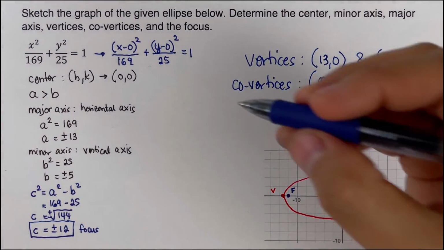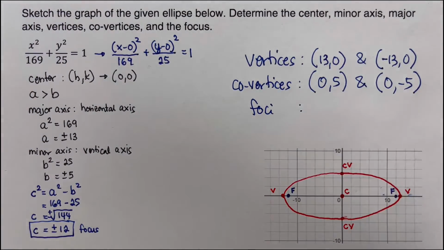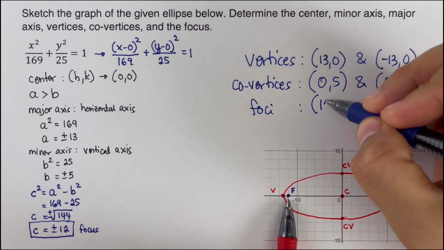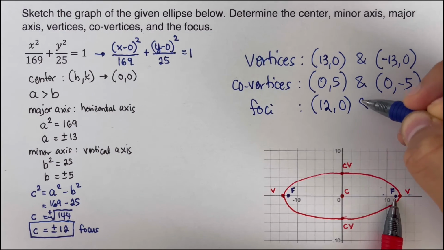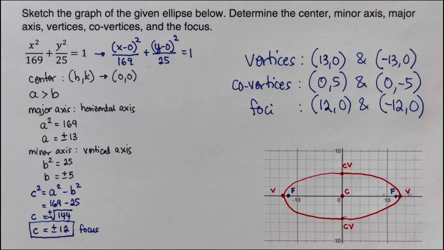And the two foci are located on these points. So this is the first focus, and that is (12, 0). And the other focus is (-12, 0). Now let's move on to the next example.